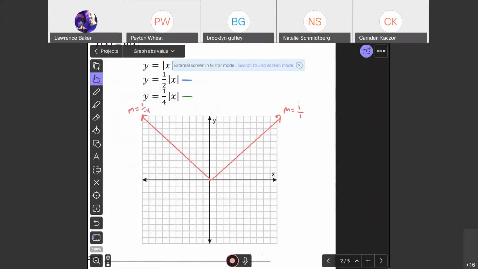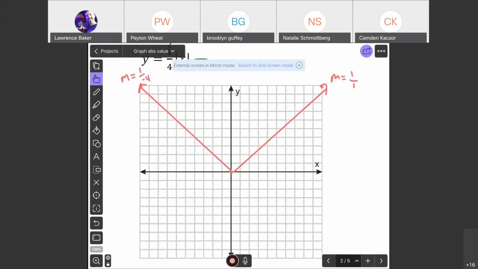So on the half, we're going to go back to the vertex, 0, 0. We're going to go up 1, right 2, up 1, right 2, up 1, right 2, up 1, right 2, up 1, right 2. So our slope is 1 over 2. Go back to the vertex, we go up 1, left 2, up 1, left 2, up 1, left 2, up 1, left 2, up 1, left 2. So our slope would be 1 over -2.